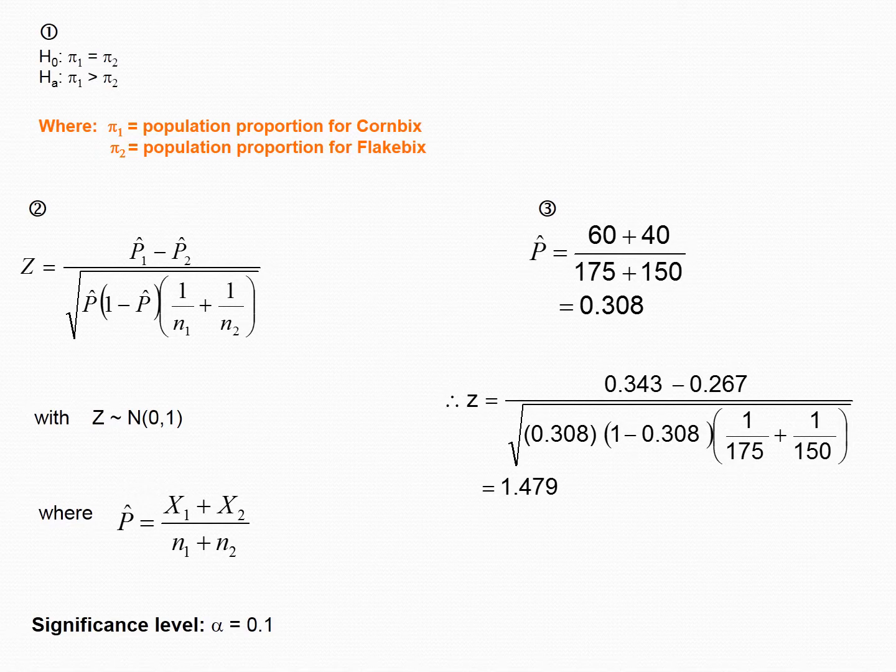Then you need to calculate p-hat first of all in step 3, because you need that in Z. So p-hat, if you substitute your sample data, that will be 0.308, and then you can substitute your sample data to calculate Z. So Z will be 1.479, or rounded off to 2 decimal places for the Z table, that will be 1.48.